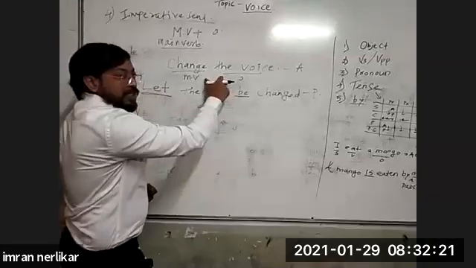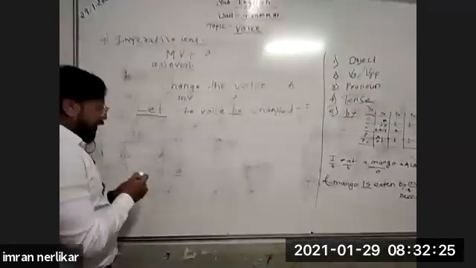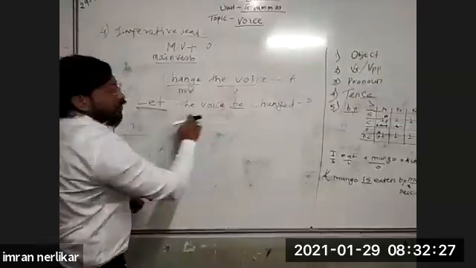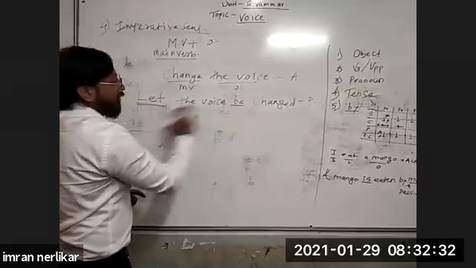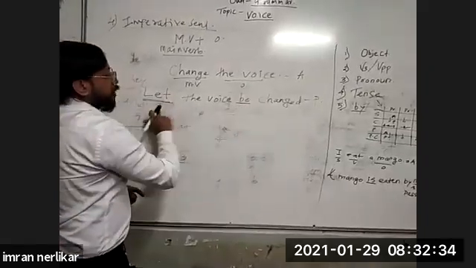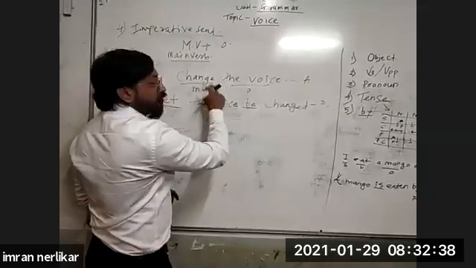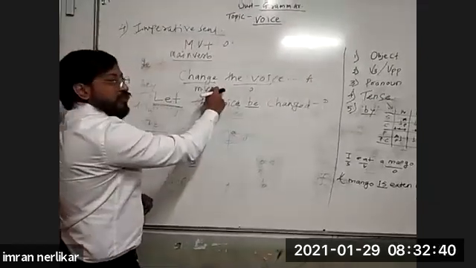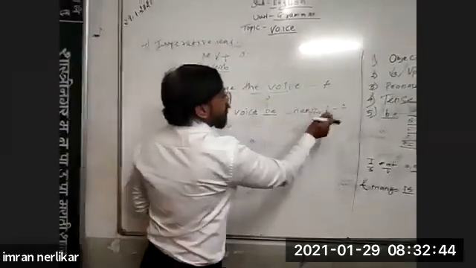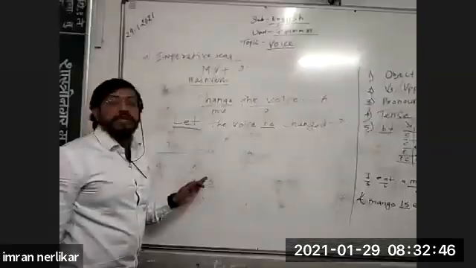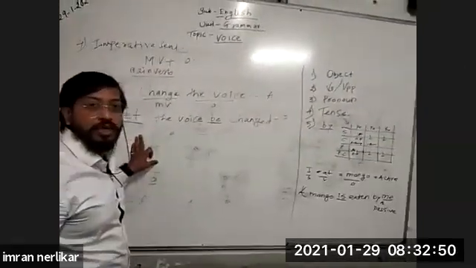When the sentence is imperative, begin the sentence with "let," L-E-T. After that take the object, let the voice. After that take be. I have underlined the important changes here. Then take be. After that, the main verb which is given at the beginning of the sentence, take the third form of that. Let the voice be changed. Like this you have to make it passive. I hope you have understood this.